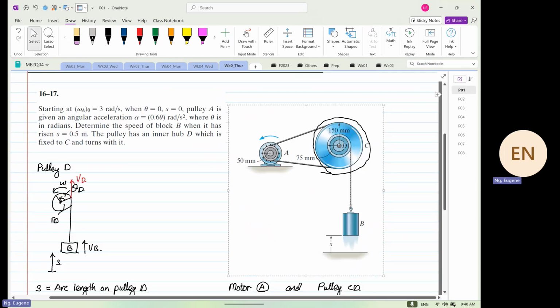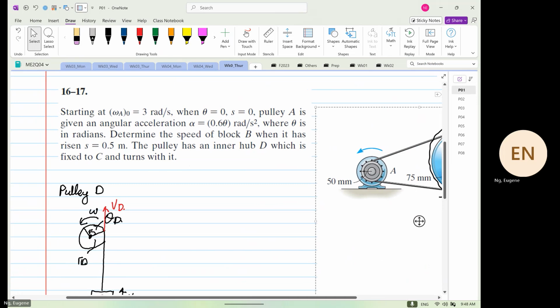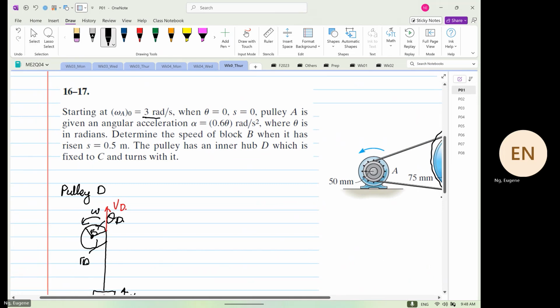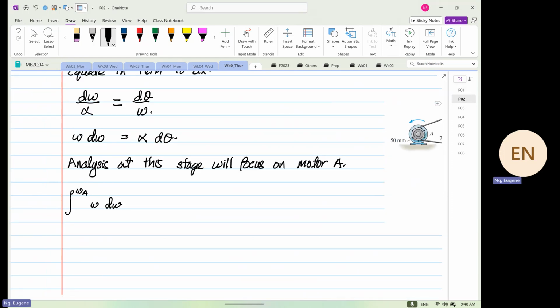If we go back to the question, what does it state? Starting at where? 3 radians per second. So it's not equal to 0. Okay. So now we know that this is equal to 3. Are we clear?